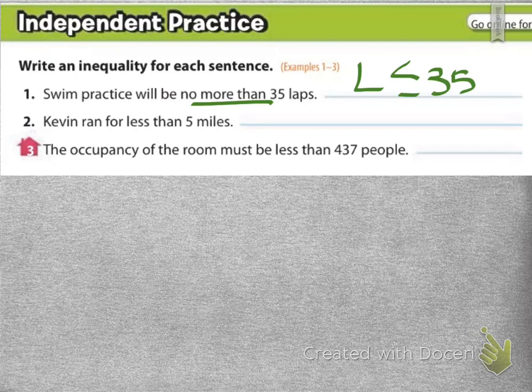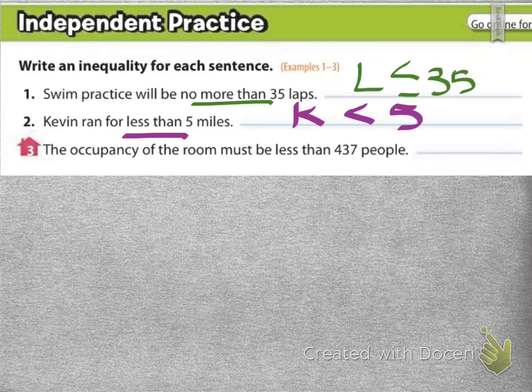Kevin ran for less than 5 miles. So Kevin, 5 miles. I've got my variable and I've got my number. Now I just need to figure out what the inequality is going to be on the inside. Less than. That's kind of self-explanatory. If he ran for less than 5 miles, did he run for 3 miles? Sure. Maybe he ran for 0 miles. Did he run 10 miles? No. So this makes sense.